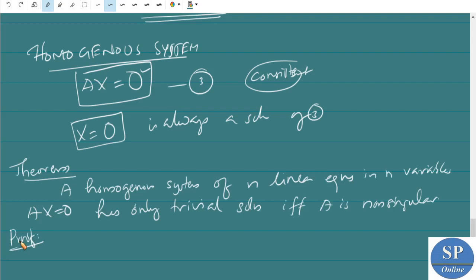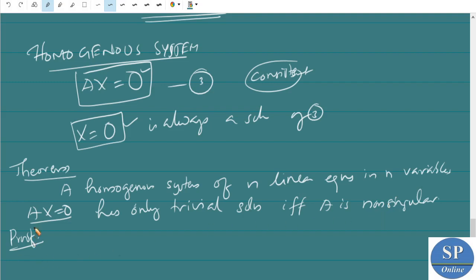A homogeneous system of n linear equations in n variables, Ax equals 0. That is, the homogeneous system Ax equals 0 has only trivial solution. Trivial solution means x equals 0. This is called trivial solution. It has only trivial solution if and only if A is non-singular. Non-singular means determinant of A not equal to 0.